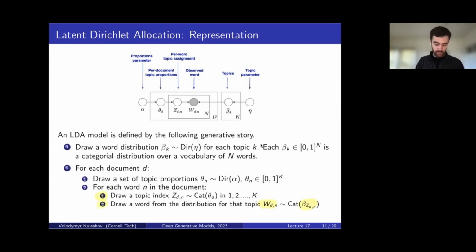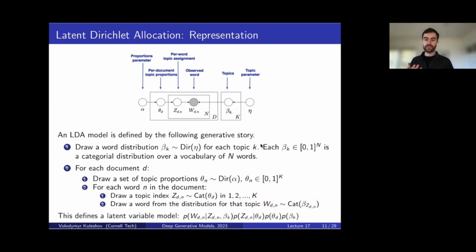So now at step 2, I will draw at random a word that's relevant to biology. Okay, and that's the generative story for how the words have been generated. And in particular, it defines a probabilistic model. It defines a latent variable model.